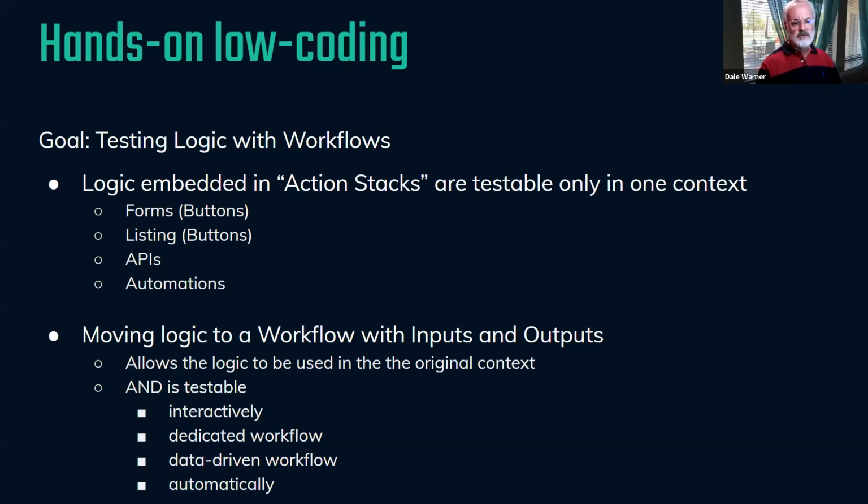The same thing can be true for listing buttons, or if you're trying to do an API, the API can have actions in it, or automations can have actions in it, and so you just have to run the thing to test it. If you move your logic into a workflow, and workflows have inputs and outputs, it still allows you to use that logic in the original context. You can move the logic from a form into a workflow and still use it in the form. And you can use it elsewhere if you need the same logic, but it also makes it testable. It can be testable interactively.